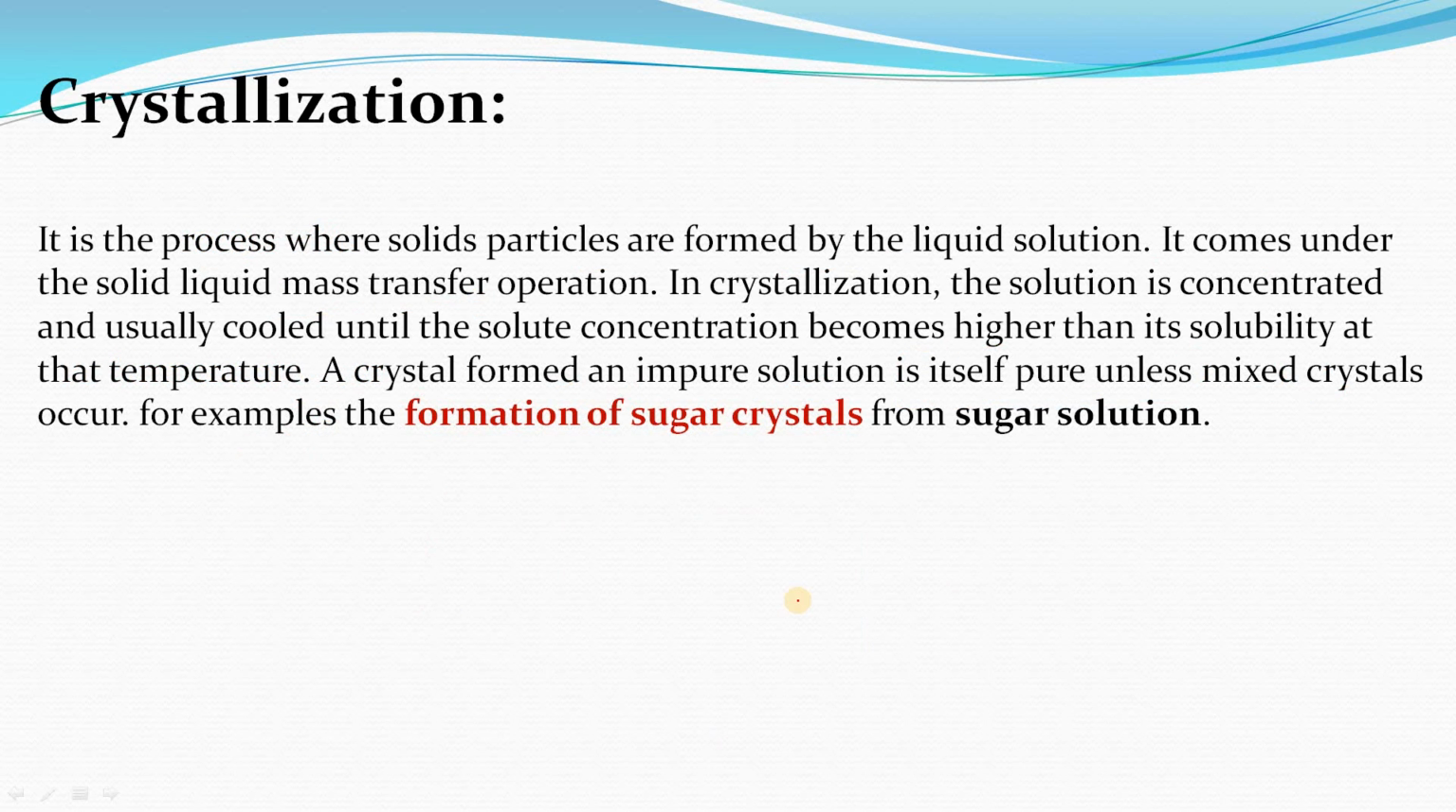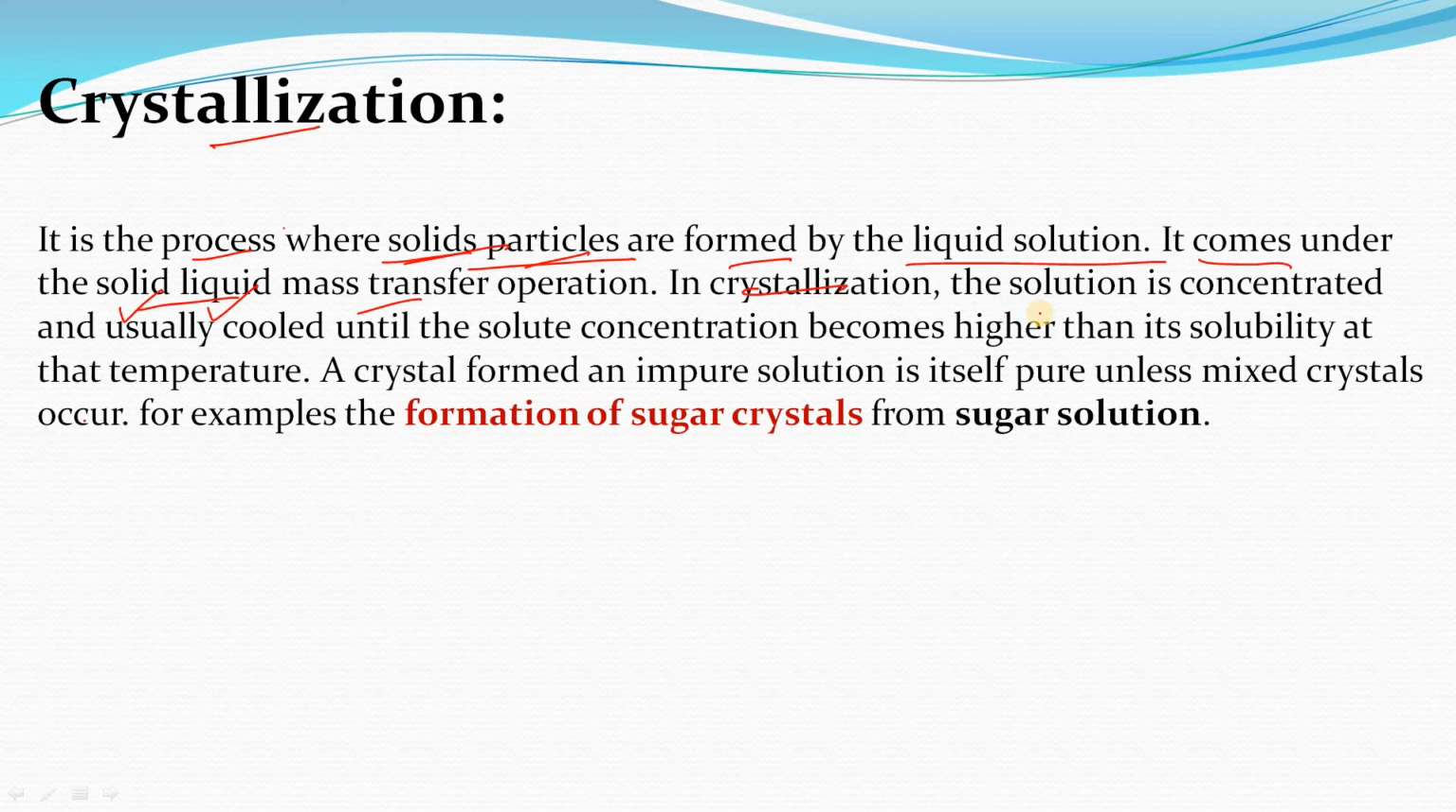Now the next thing is crystallization. This is another mass transfer operation which you will see in industry, mainly in the sugar industry. It is the process where solid particles are formed from a liquid solution, and it comes under solid liquid mass transfer operation, meaning one phase is liquid and the other phase is solid.